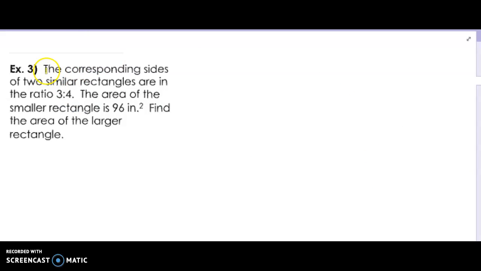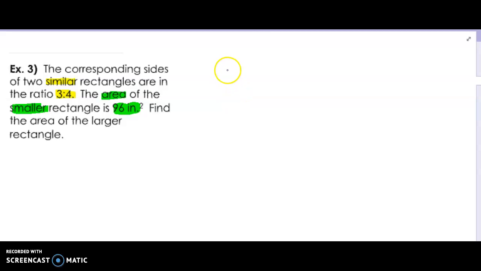All right, let's look at example 3. It says the corresponding sides of two similar rectangles, so we're told they're similar, are in the ratio 3 to 4. So 3 to 4 is the scale factor, the ratio of the sides. The area of the smaller rectangle is 96 inches squared. Find the area of the larger rectangle.